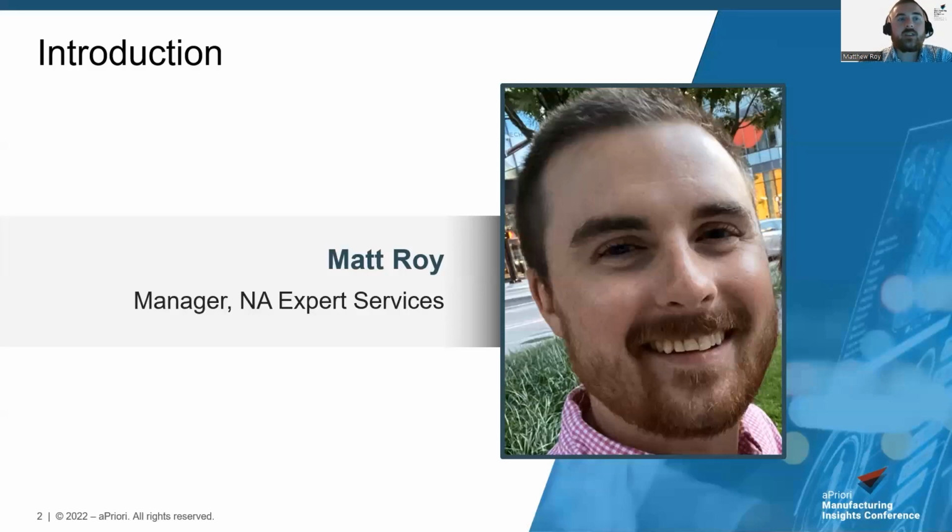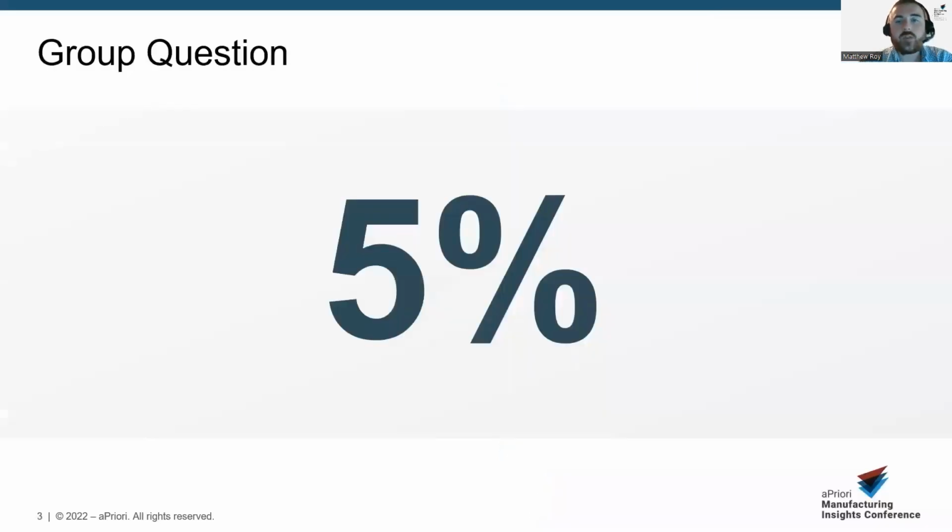So before we get into the meat of the presentation, I want to pose a question to the group. What do we suppose that this 5% that I'm showing on the screen is representative of? Now, obviously, this is a rhetorical question, but this 5% represents the average annual savings our customers see compared to the spend that they put through aPriori.